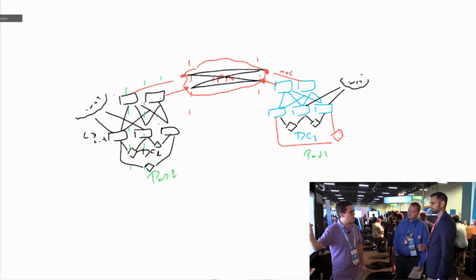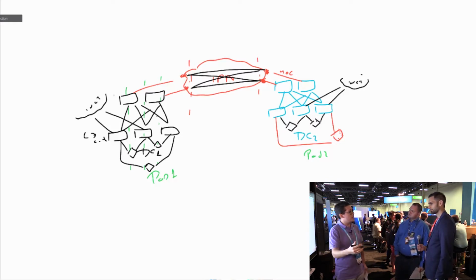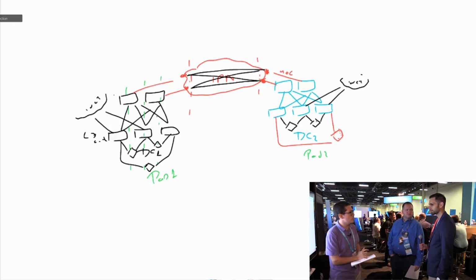Inside the ACI fabric, the tenancy is resolved because each of the applications that you will place in QA, dev, or production will be isolated. They will belong to different EPGs that are running in different tenants. I don't know if that answers your question. Yeah. Okay.